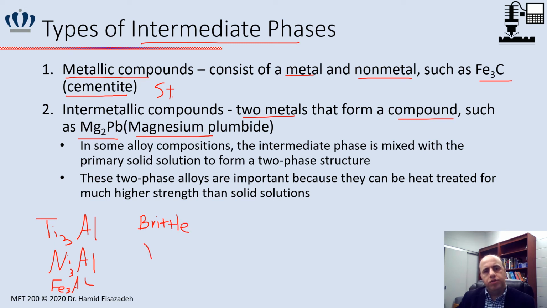They are hard, and they have a high melting point temperature, Tm, very high. Their strength is high as well. So these are some of the characteristics of intermetallic compounds.